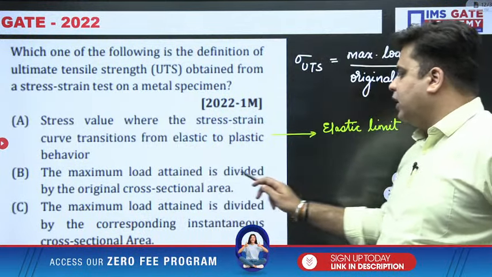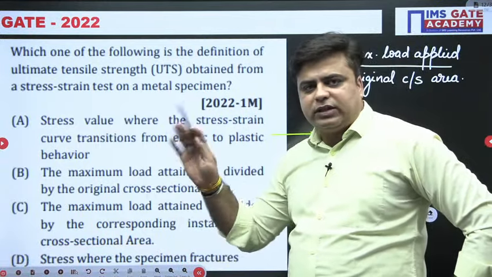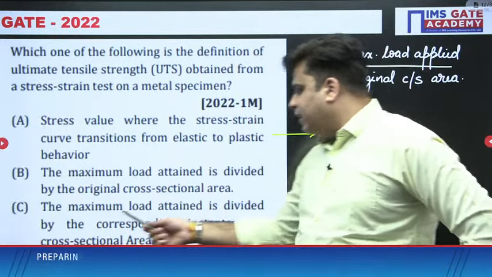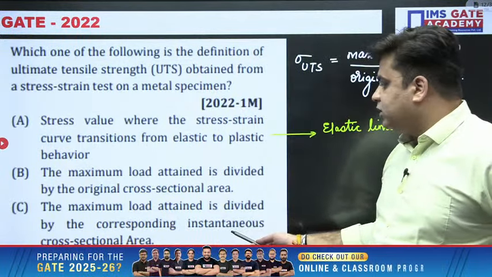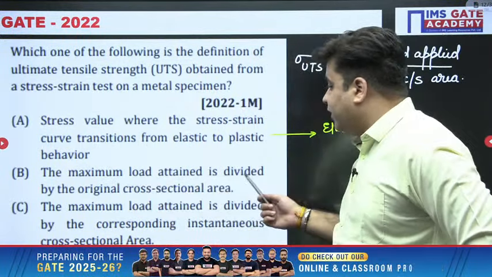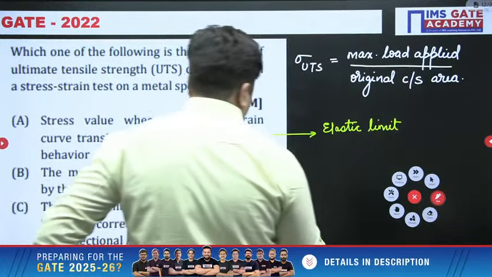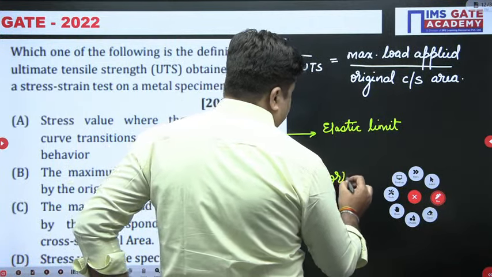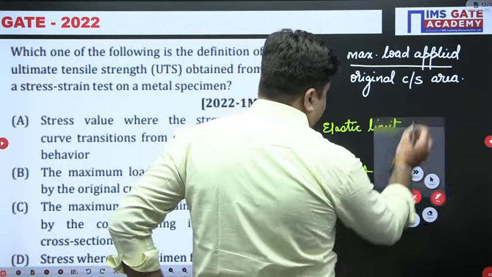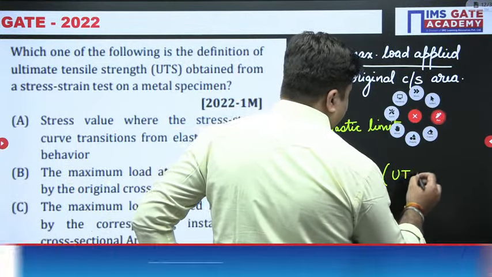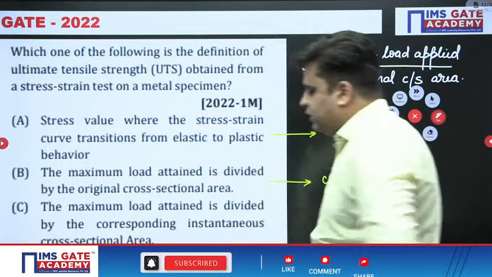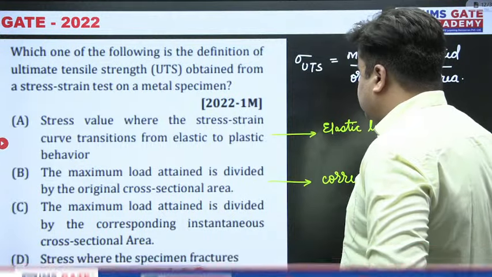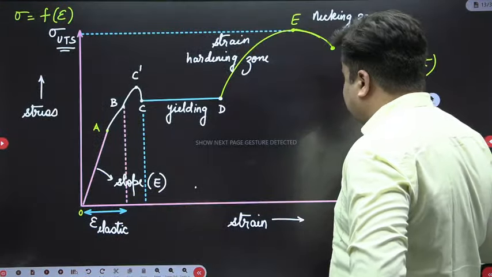The maximum load attained is divided by the original cross-sectional area? No. Then you have the maximum load attained divided by the corresponding instantaneous cross-section. Okay. The maximum load attained is divided by the original cross-sectional area. Sorry, too much heat is there. So this is the correct option. Ultimate tensile strength is maximum load applied divided by the original cross-sectional area, right? This is the correct option for this question. Let's move ahead.